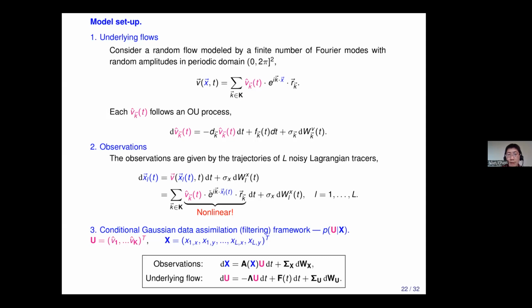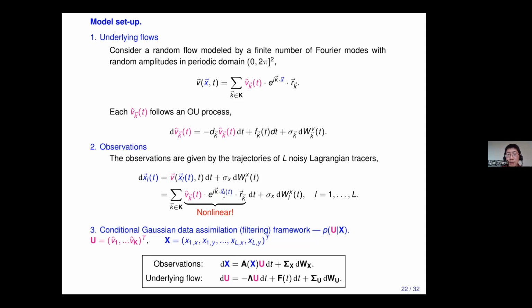The most tricky part is this v. After you replace it by this Fourier summation, you find that this x will appear in the exponential function. That means the tracer equation is always a highly nonlinear equation, right? And so when you couple the observation equation with underlying dynamics, your total system will be nonlinear because of this nonlinearity. But if you are given this x, then what you want to recover is this v hat k, that's the coefficients of the ocean. So if you know the coefficients, you will know the ocean.